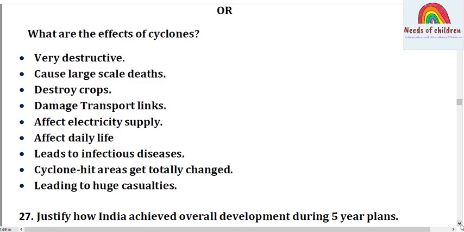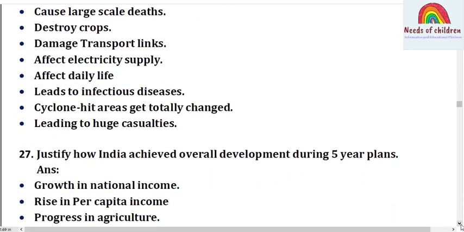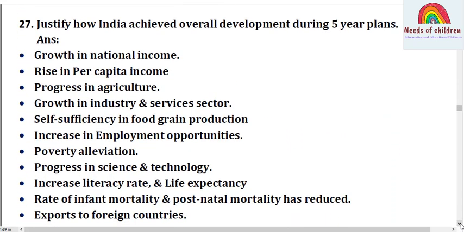Okay, let's move to question number 27. Okay, students, this is question number 27. Justify how India achieved overall development during the five year plans. Students, this is the question. It is from economics, economy and government.